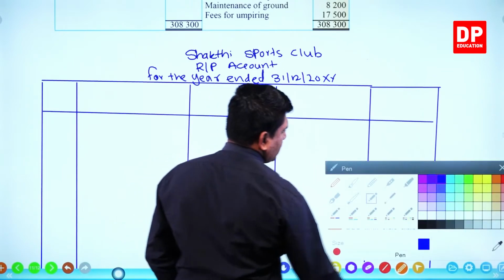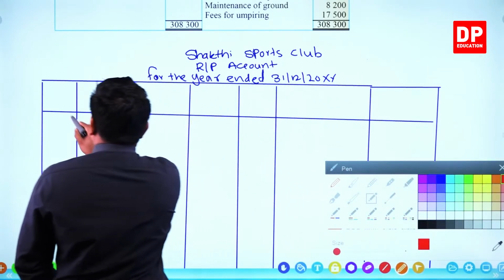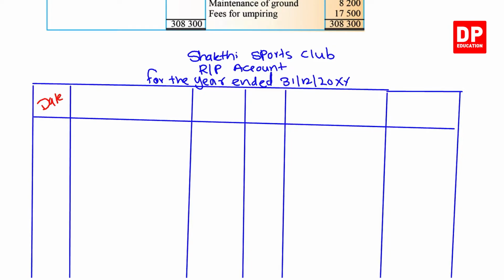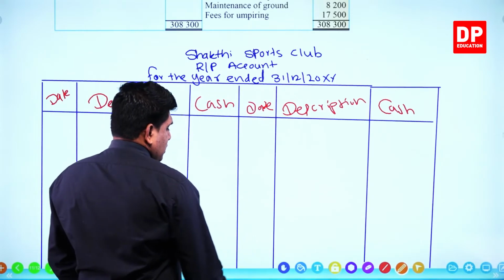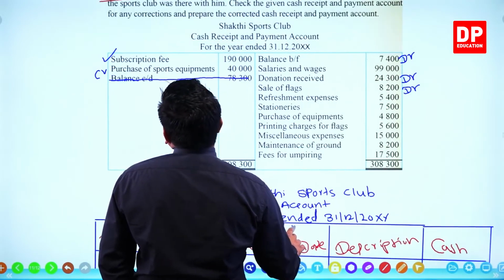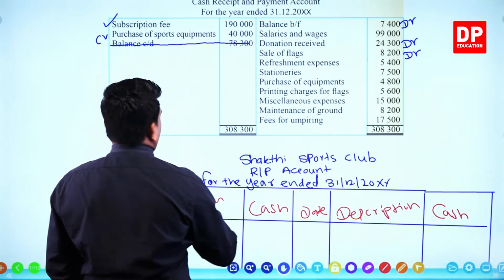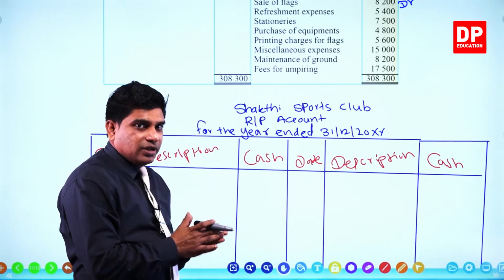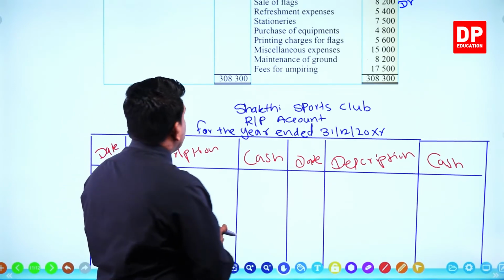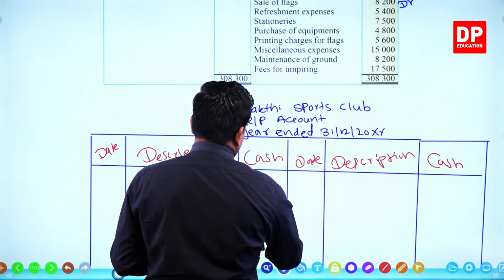Then I choose another color, right? Date. Description. Here cash or amount or value. Date. Description. Cash or amount. Same thing, right? Now, you go to the question and you pick the details, right? Here, actually, the date column is not provided. But when you draw it, it's easy. It's good if you can maintain a date column, right? Okay. So, first of all, you write the cash balance, right?